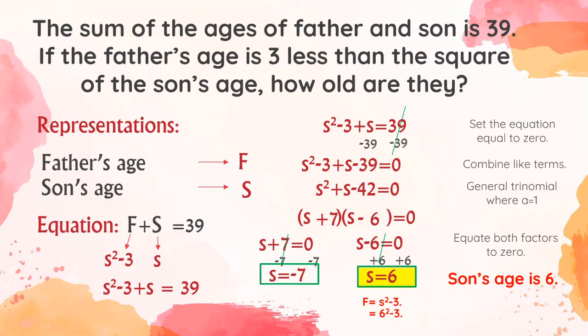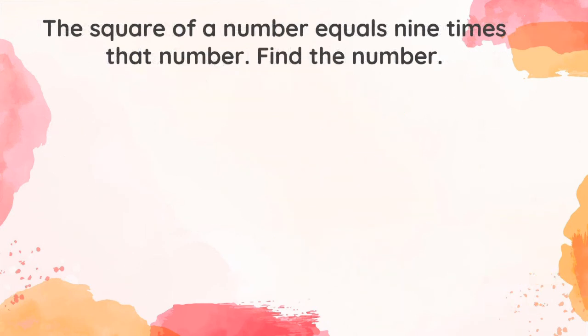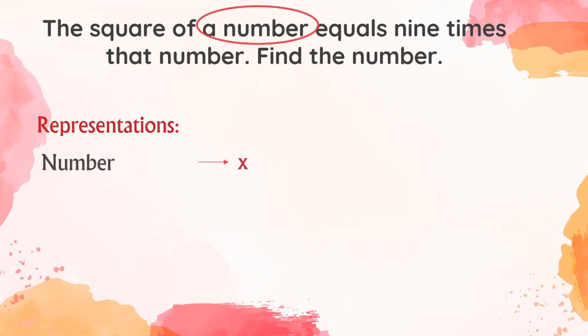So 36 minus 3 is equal to 33. Therefore, the father's age is 33. Third problem. The square of a number equals 9 times that number. Find the number. For the representations, anong pinag-uusapang value? Diba number? So let us represent the number as x. Pwede naman kahit anong variable.